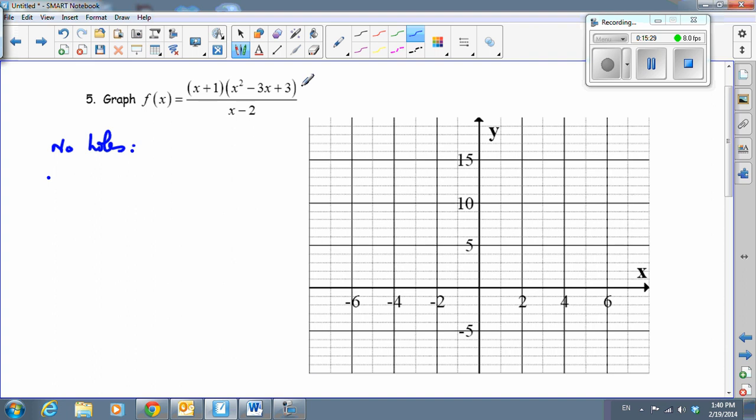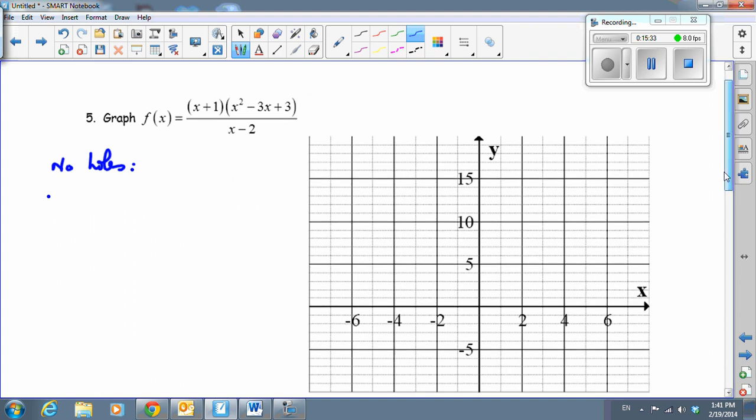Vertical asymptote, by the way, I'll go ahead and distribute this to make it easier since I cannot tell the degree on top. But if you distribute it, you will end up with x cubed minus 2x squared plus 3. Well, the power on top is higher, so by the way, the VA, we know the vertical asymptote is at x equals 2, and we will have a slant asymptote.